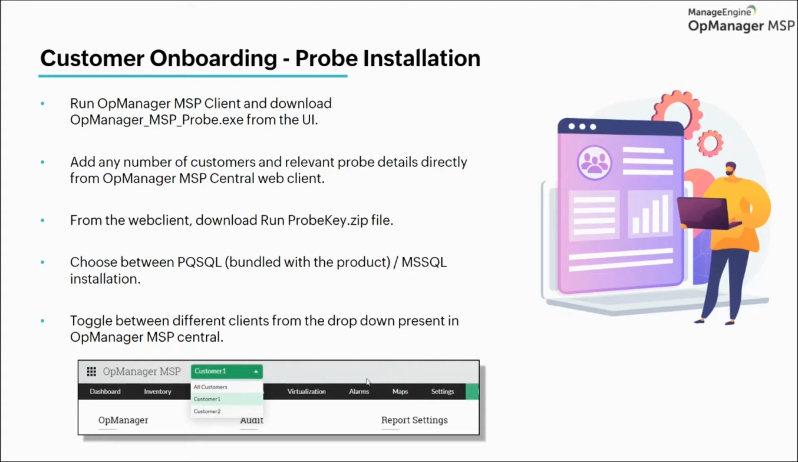And here on your OpManager MSP Central, you would be able to see various drop downs at the top, which allow you to choose between various customers. For example, if you have 4 different customers and you want to see the data from a specific customer, all you have to do is go to the top of the UI on the Central and choose the respective customer or all customers and view the data accordingly.